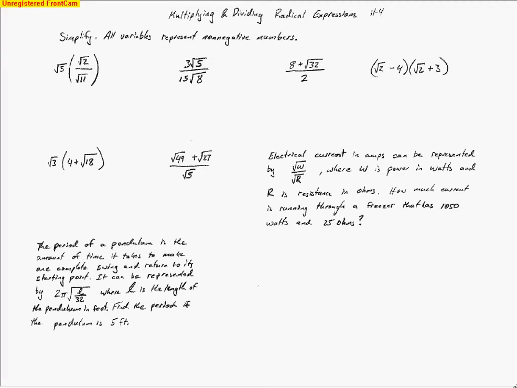Today we are going to be multiplying and dividing radical expressions. So we'll look at the directions here. It tells us to simplify, and all variables represent non-negative numbers. Now, in all the problems that we have here, we actually don't have any variables with the regular number problems, but you do see some variables here.